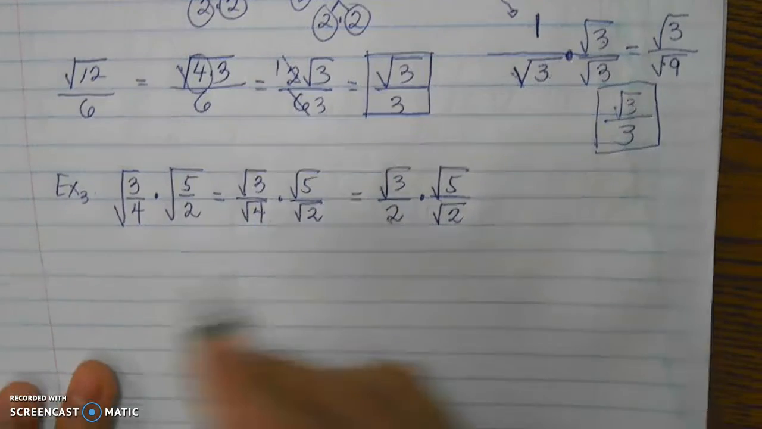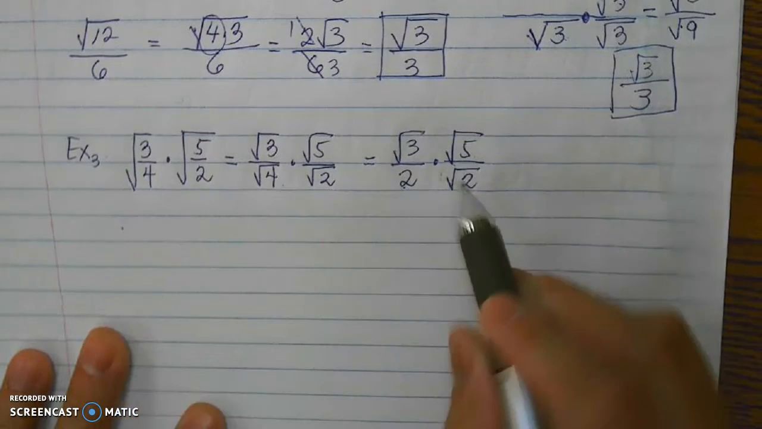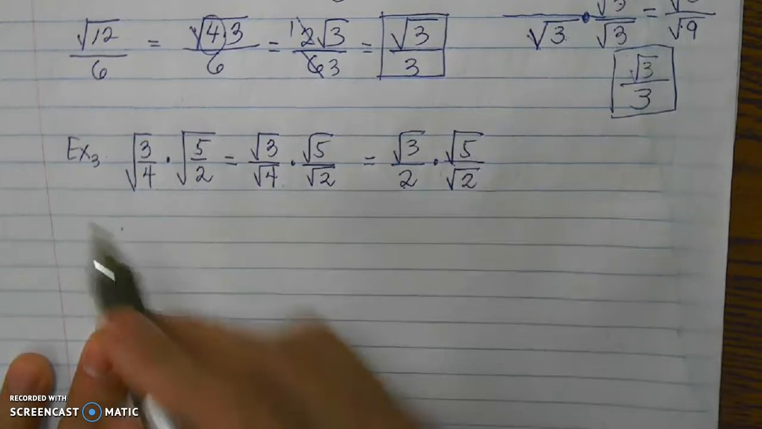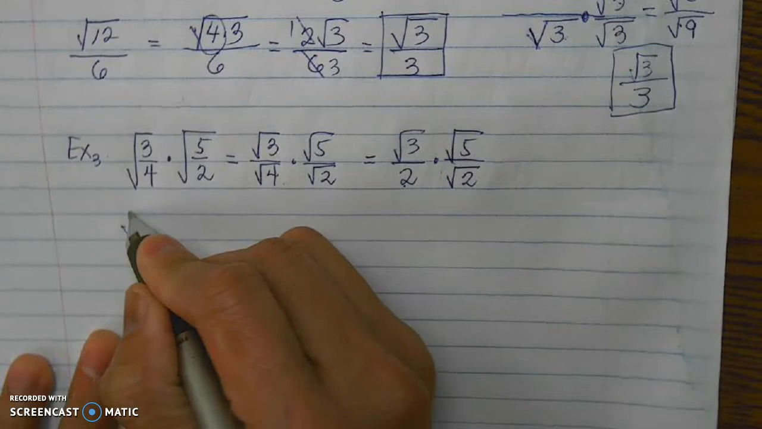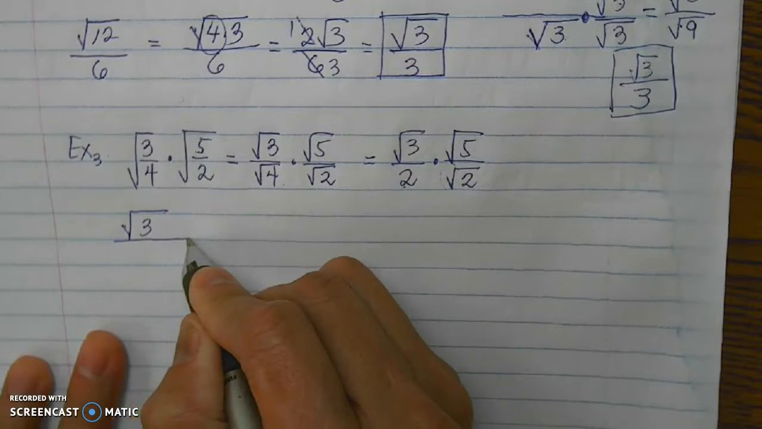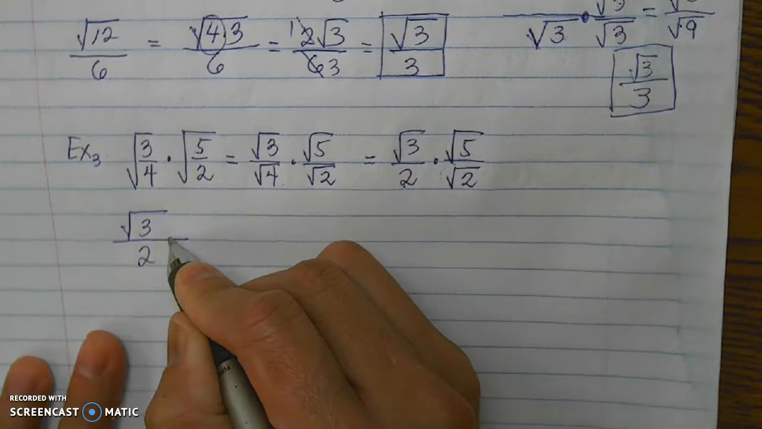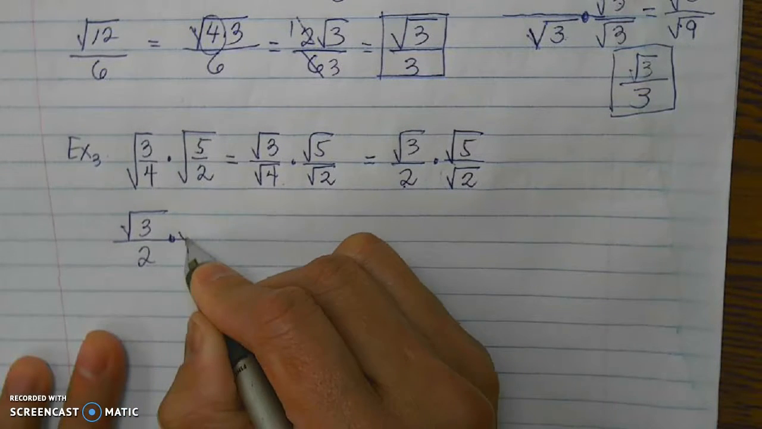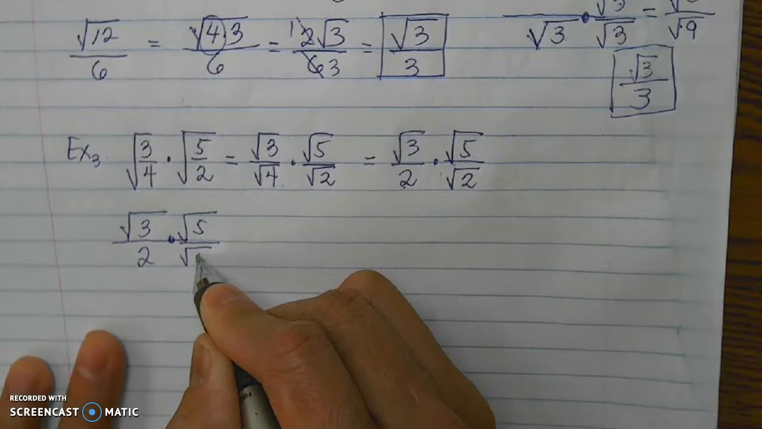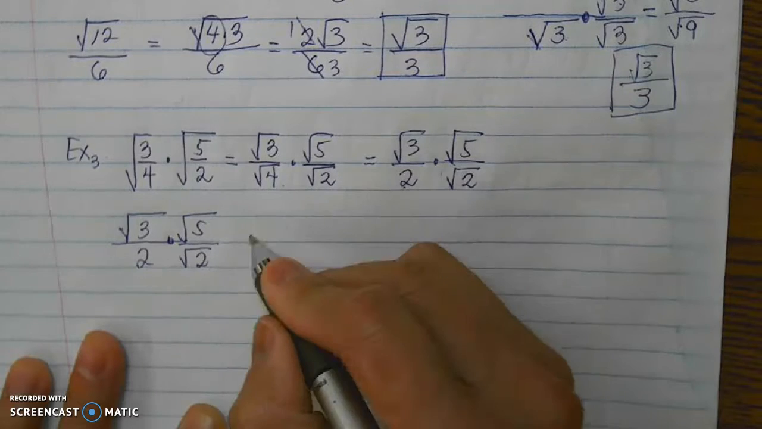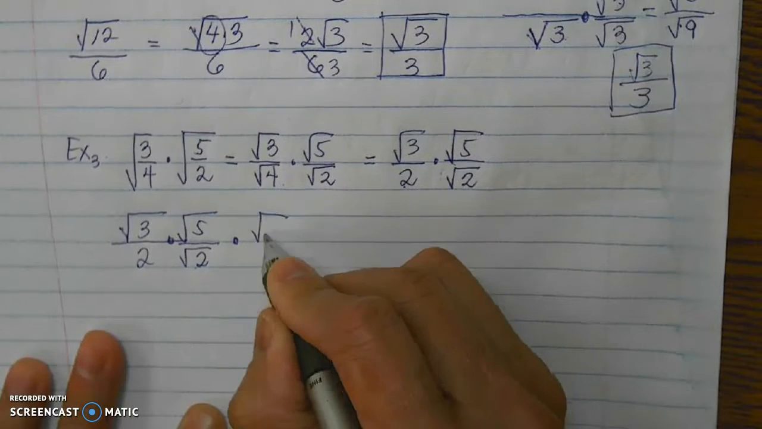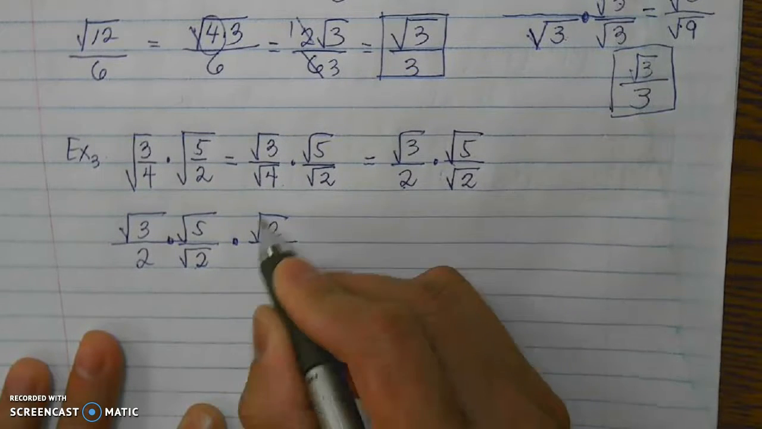So now let's do it here. That can be combined into square root of 15. However, I'm not doing that yet. I want to do that later. So I will have square root of 3 over 2 times square root of 5 over square root of 2. These are all times, so I can remove this by multiplying it by 1 in the form of square root of 2 over square root of 2.